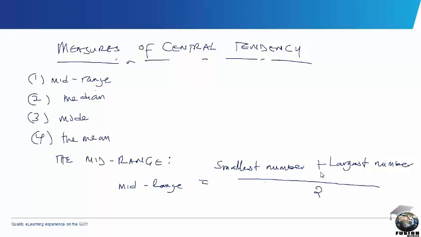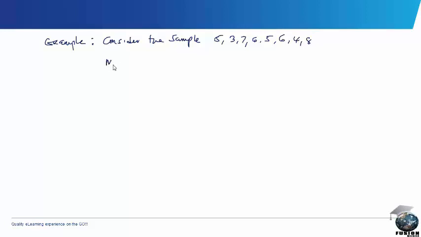For example, if you're given a set of values, consider the sample: 5, 3, 7, 6, 5, 6, 4, and 8. The mid-range will be equal to the highest number, which is 8, plus the lowest number, which is 3, divided by 2, which gives 11 over 2, and that is 5.5.